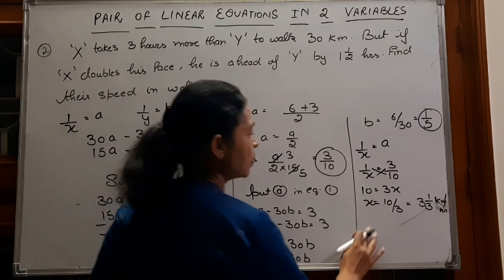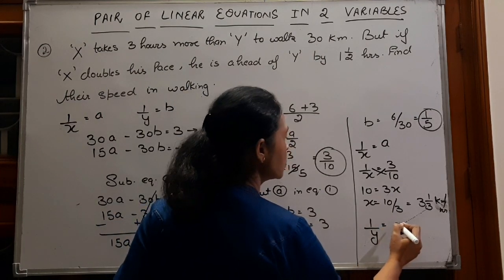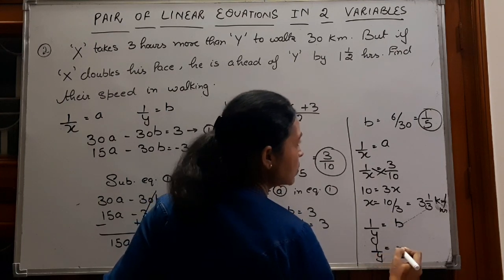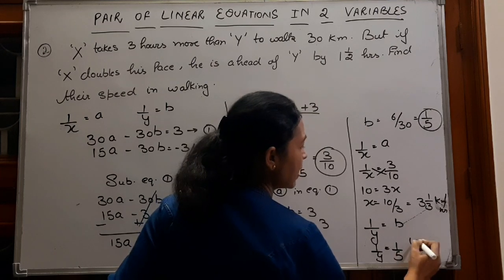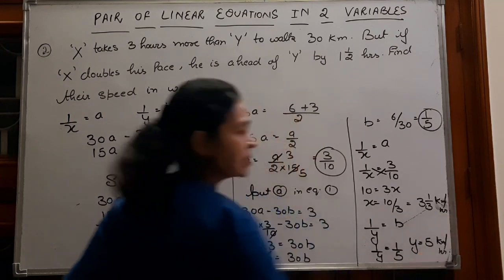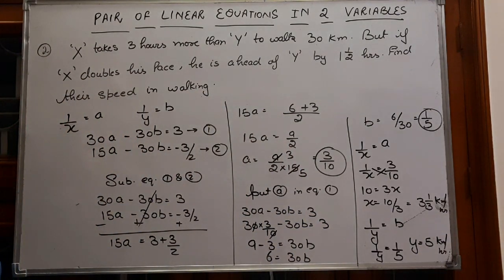3 1/3. We have to find speed, kilometer per hour. And what about the speed of Y? 1 upon Y equals to B. B is 1/5. 1 upon Y equals to 1/5 and Y equals to 5 kilometer per hour. The speed of X is 3 1/3 kilometers per hour and the speed of Y is 5 kilometers per hour.